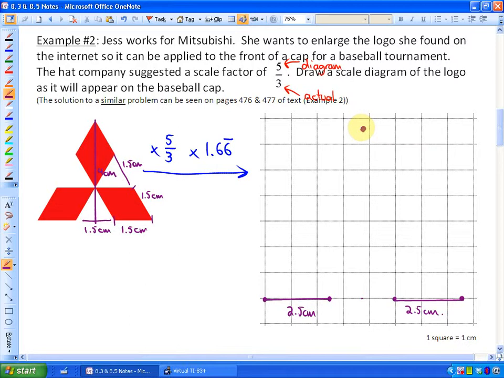If I use my ruler, and you may want to do this on your own, these are all 2.5 centimeters using the scale factor. I'm multiplying all the 1.5s by the scale factor. So there we go. And we'd also want to meet in the middle here somewhere. As long as you're being consistent and careful, some people struggle with these, you'll see that what's happening is I've just taken that Mitsubishi sign and used a scale factor of 5/3 on it.